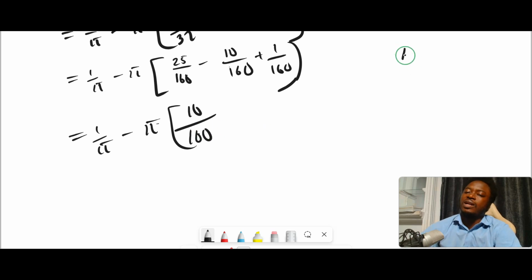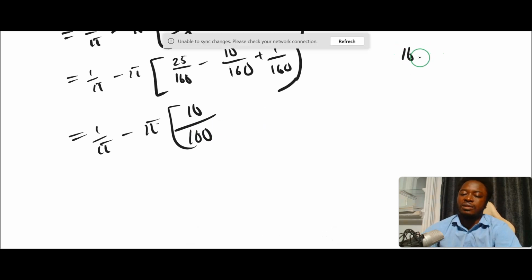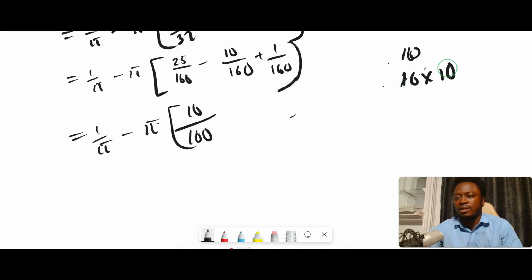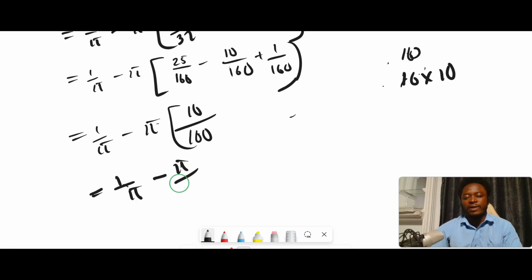Now the 160 is actually 16 times 10. So this will equal 1 over pi minus pi over 10. So that will be the final answer.